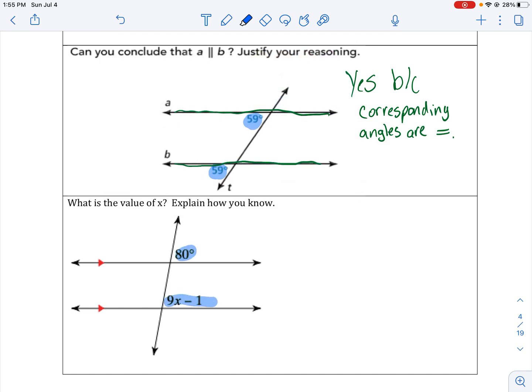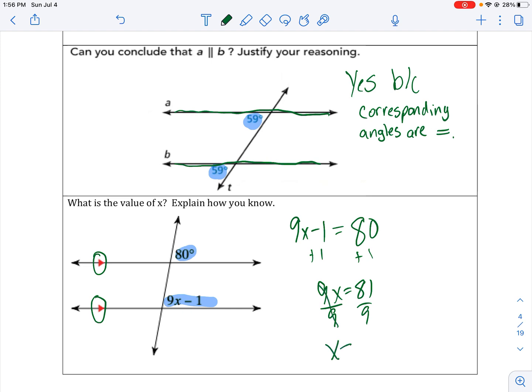Sticking with the corresponding angle theme, here we have corresponding angles. Here and here, those are corresponding. And to prove that those lines are parallel, our corresponding angles have to be equal in measure. So now we're going to find the value of x that makes these equal. This is just solving an equation, which we've been doing all year. So x would have to equal 9. So if we put 9 into x for this expression, this would equal 80, which it does, proving that these lines are parallel.